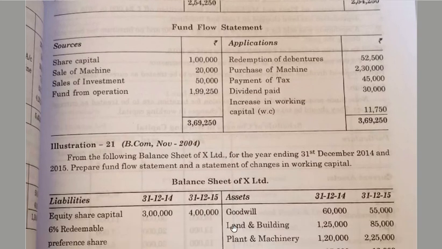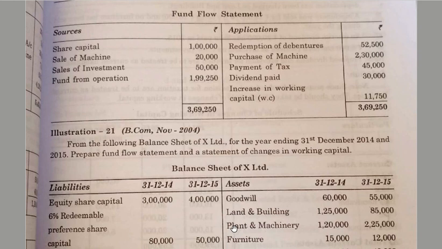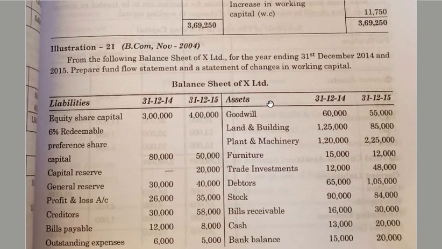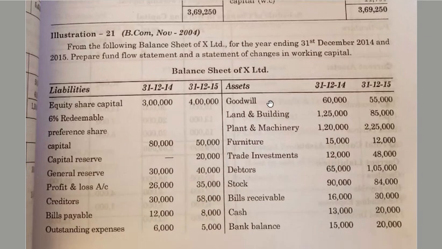1,99,250. So you move on to your fund flow statement, which is to start with your share capital. So share capital 1 lakh, sale of machine 20,000, sale of investment 50,000. Funds from operation is 1,99,250. Redemption of debentures 52,500. Purchase of machine is 2,30,000. Payment of tax is 45,000. Dividend paid is 30,000. Increase in your working capital is 11,750. So your balance sheet tallies with 3,69,250, 3,69,250.